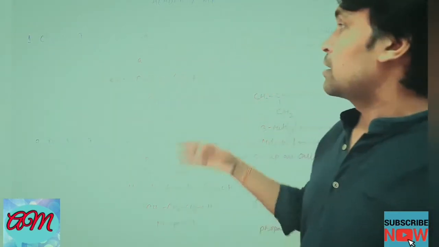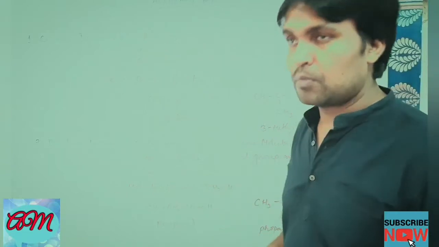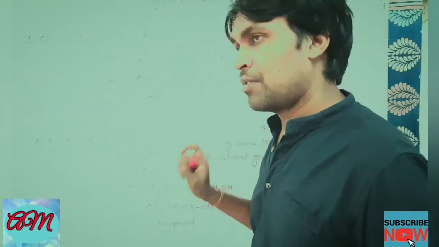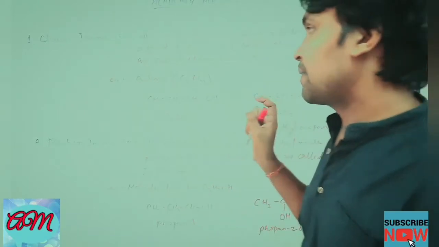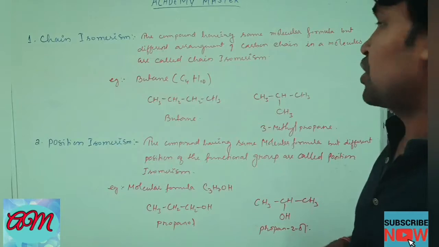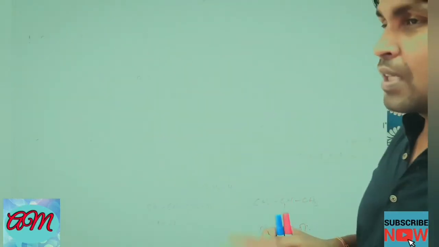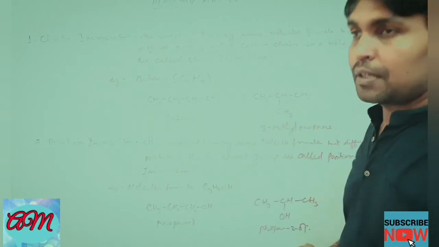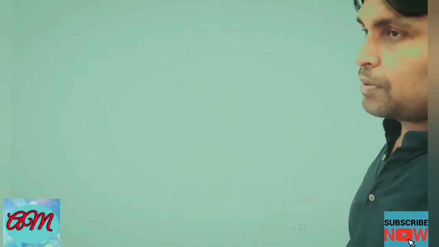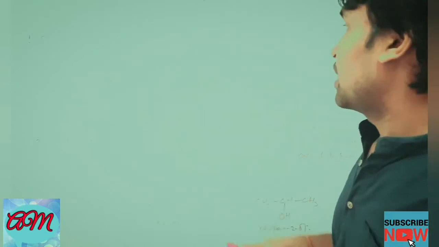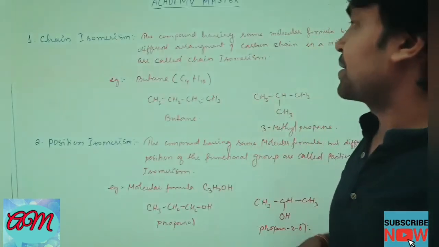Same thing again, the compounds having the same molecular formula but a different arrangement of carbon chain in a molecule. The molecular formula will be the same, but the arrangement of the carbon chain will be different. That means one may be a straight chain, another may be a branch. So it is called chain isomerism.